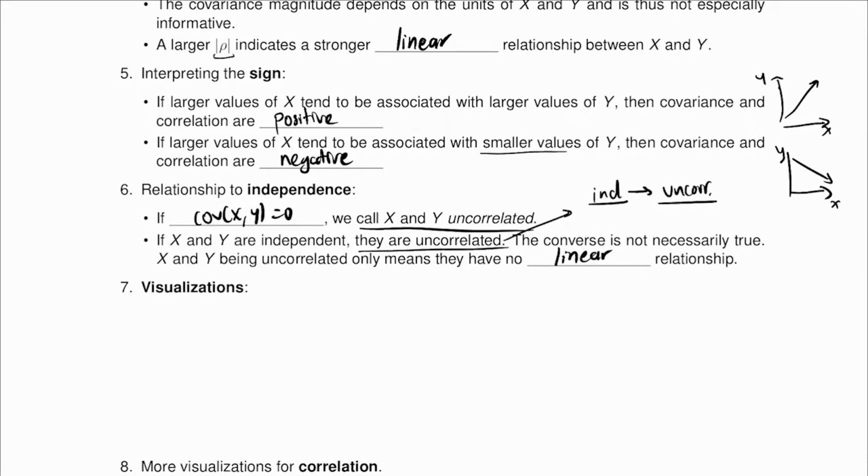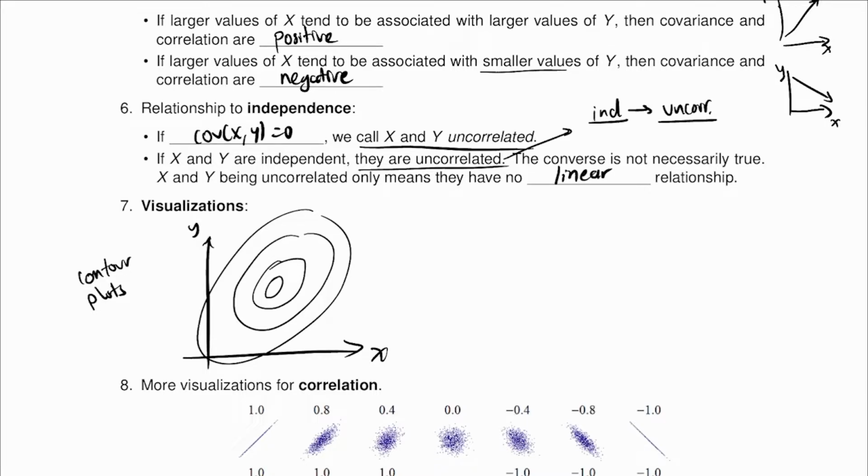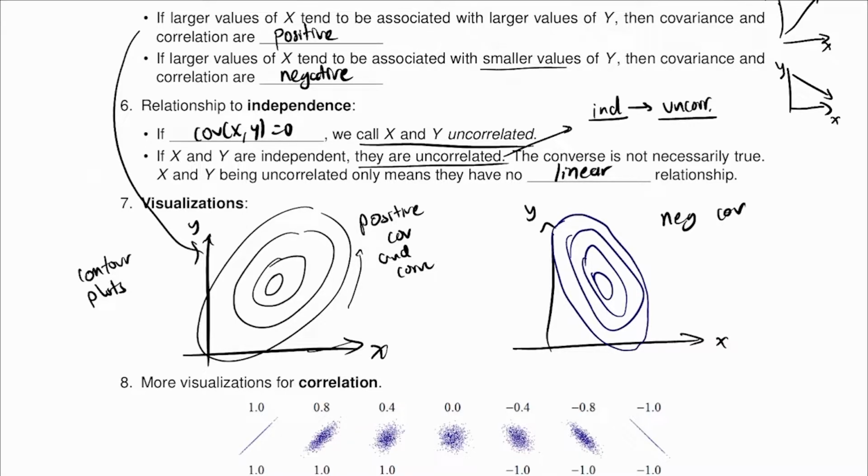Okay? Let's see these visualizations. For example, let's consider we have contour plots. We have values that move around, and it seems they are positive. Here we can see that there is a positive covariance and correlation. Why? Because larger values of x tend to have larger values of y. But in the other case, for example, if we have something like this, larger values of x tend to have smaller values of y. So here we have negative covariance and correlation.